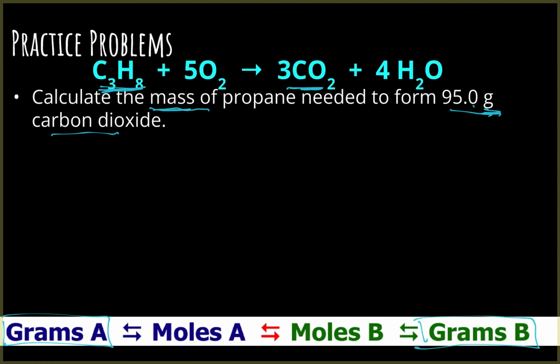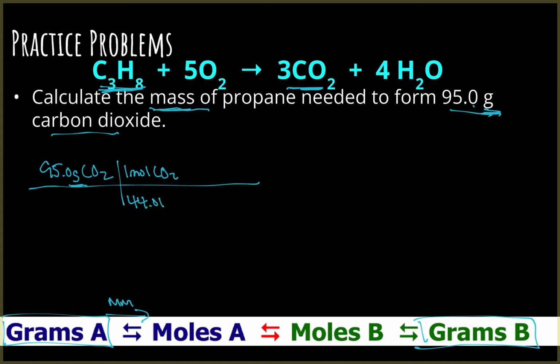So these are the most complicated problems you'll have to do. Grams of one thing to grams of the other. So again, start with what's given, 95 grams of CO2. To get from grams to moles, I'm using a molar mass. So 1 mole of CO2 goes on the top because grams has to be on the bottom because that's what I want to cancel. And from that previous problem, we know the molar mass of CO2 is 44.01 grams.